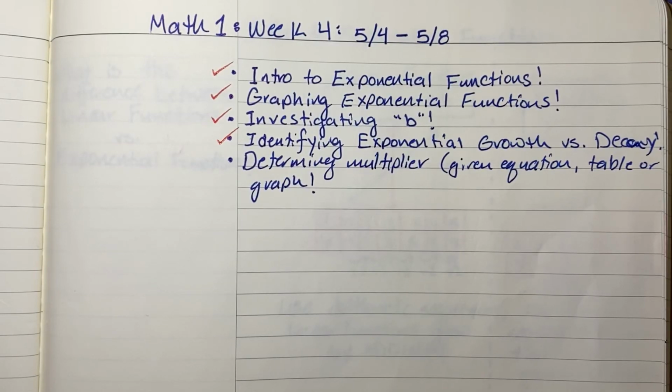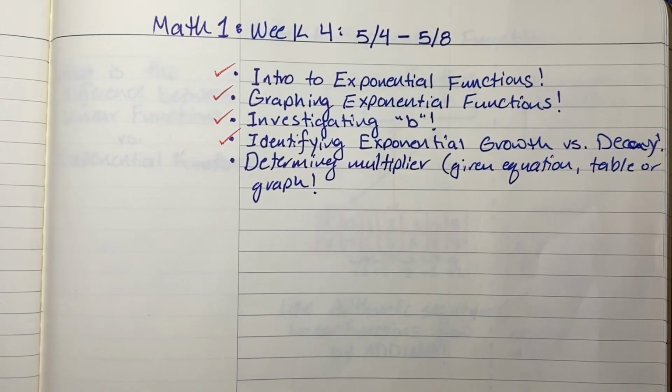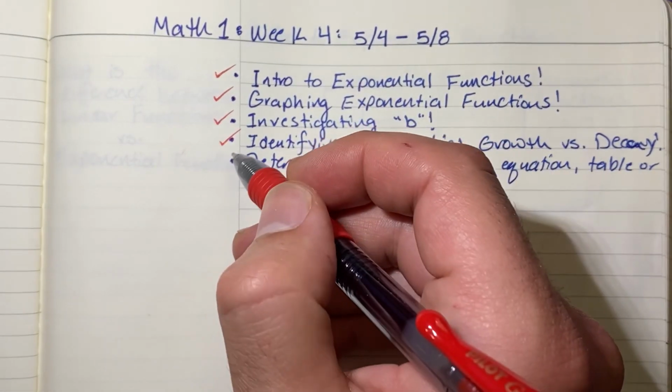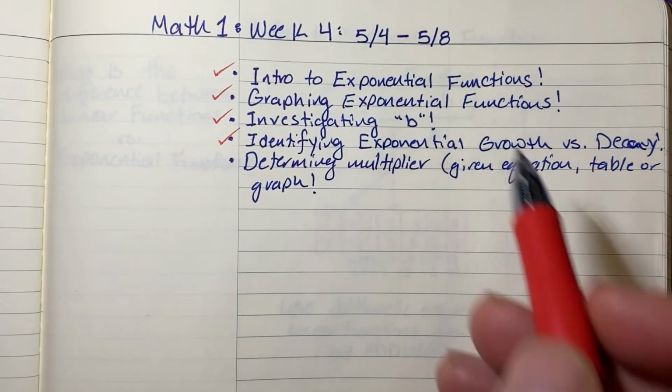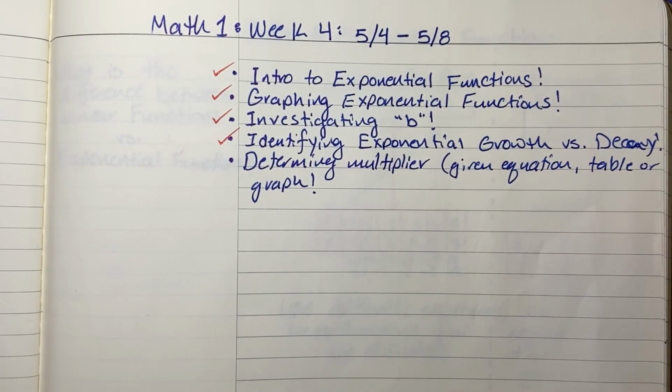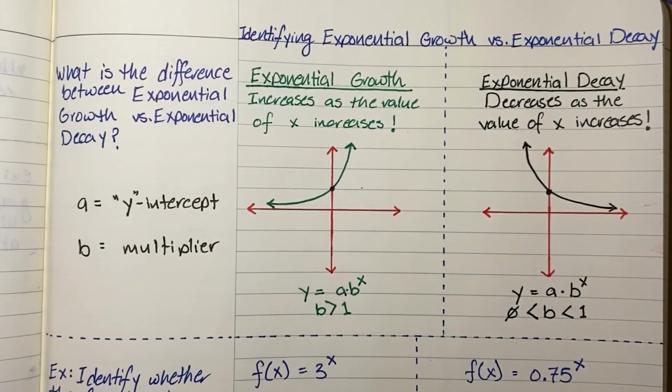Hello everybody and welcome to another Math 1 video lesson. So in our last video, we went ahead and covered investigating the multiplier, which is b. And in today's video lesson, we're going to work on identifying exponential growth versus exponential decay. Okay, so let's jump straight into the lesson.